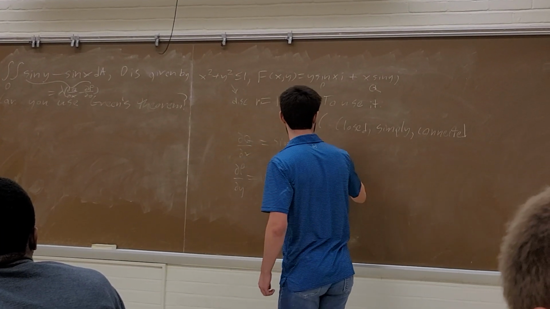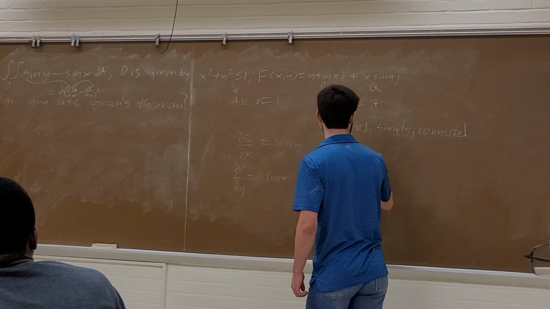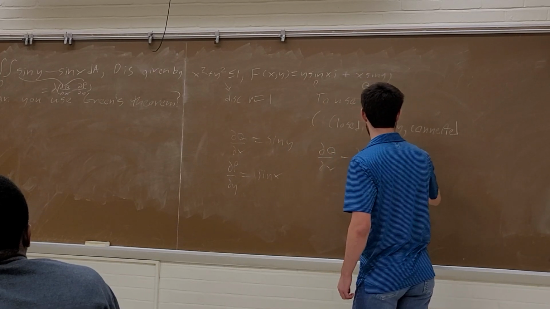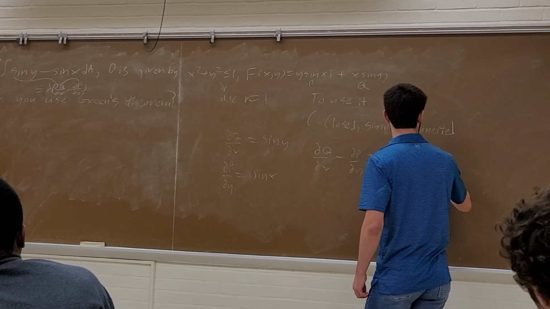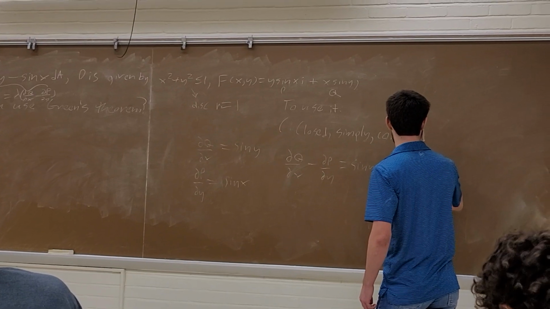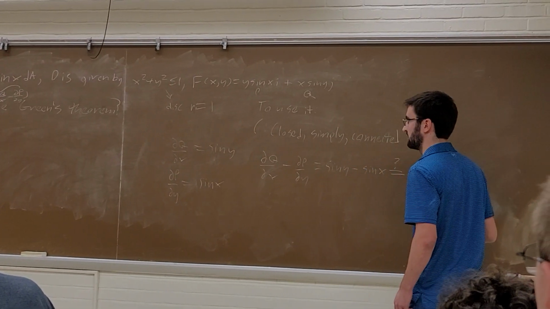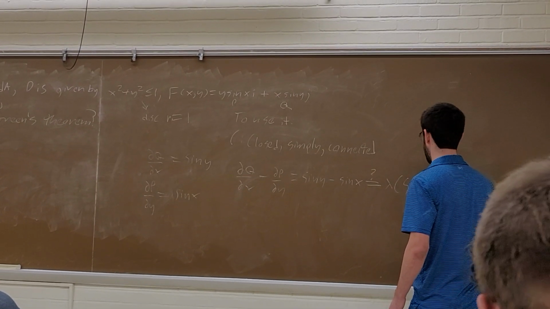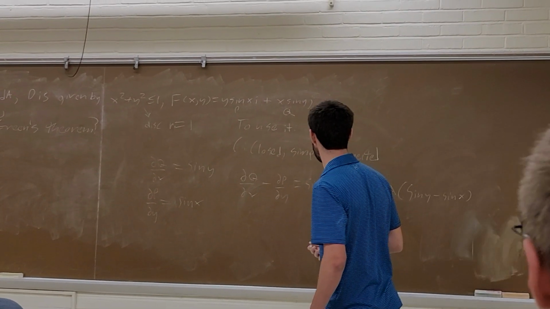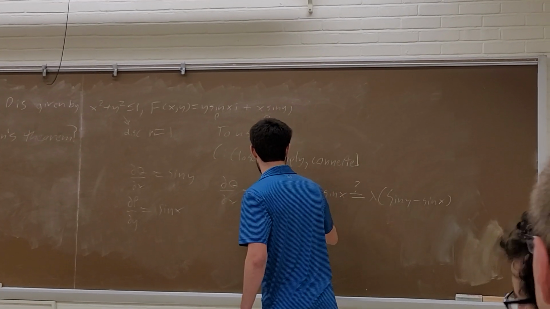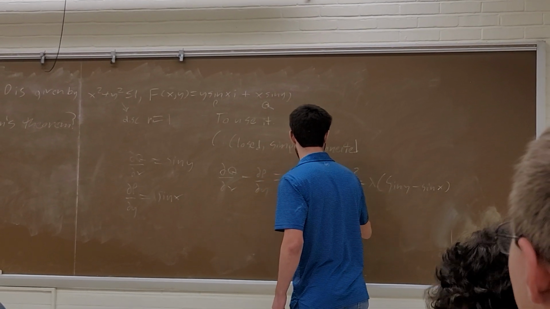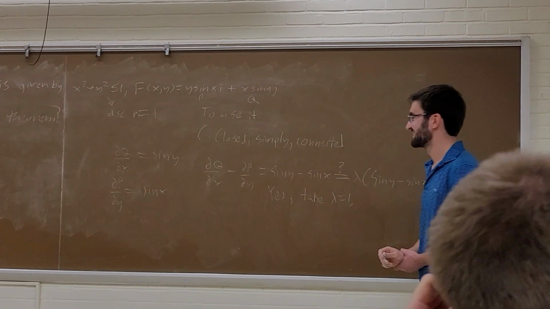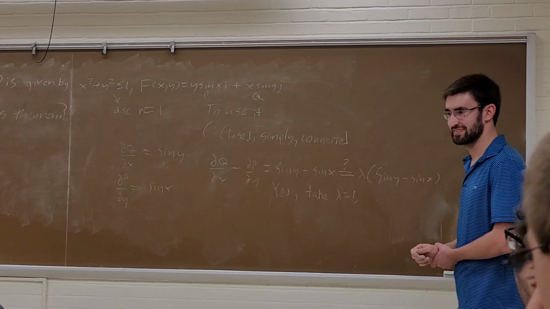So that means the q dx minus dp dy will be equal to sine of y minus sine of x. We are questioning if this is equal to some lambda multiple of sine of y minus sine of x. And the answer is yes, and you take lambda equals 1. So it's true, so yes, you can use Green's theorem.